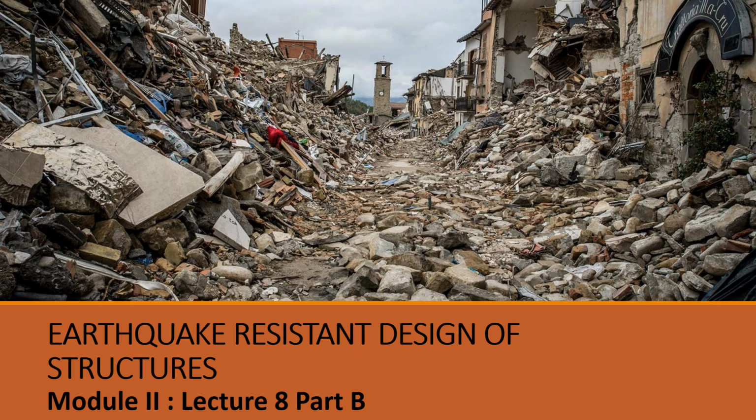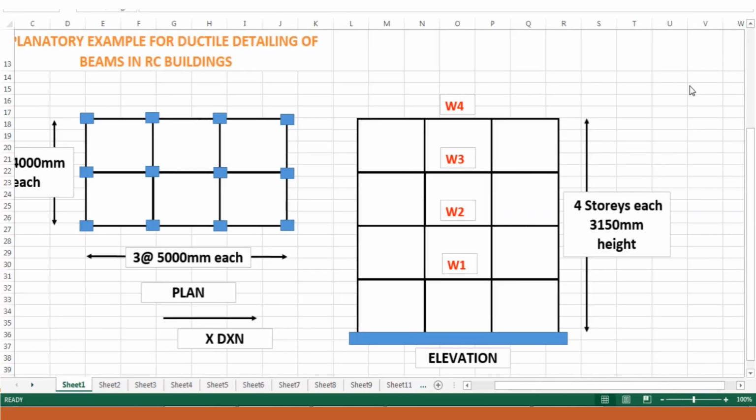Welcome to the second part of the 8th lecture on earthquake resistant design of structures. In the previous lecture, we were discussing an example which was showing us how to design a beam for earthquake resistance, taking into account IS 13920, which is the ductile detailing code for earthquake resistant design of structures, as well as IS 456, which is the Indian standard code for the reinforced concrete design of structures. So let us go with a brief overview of what we discussed in the earlier lecture.